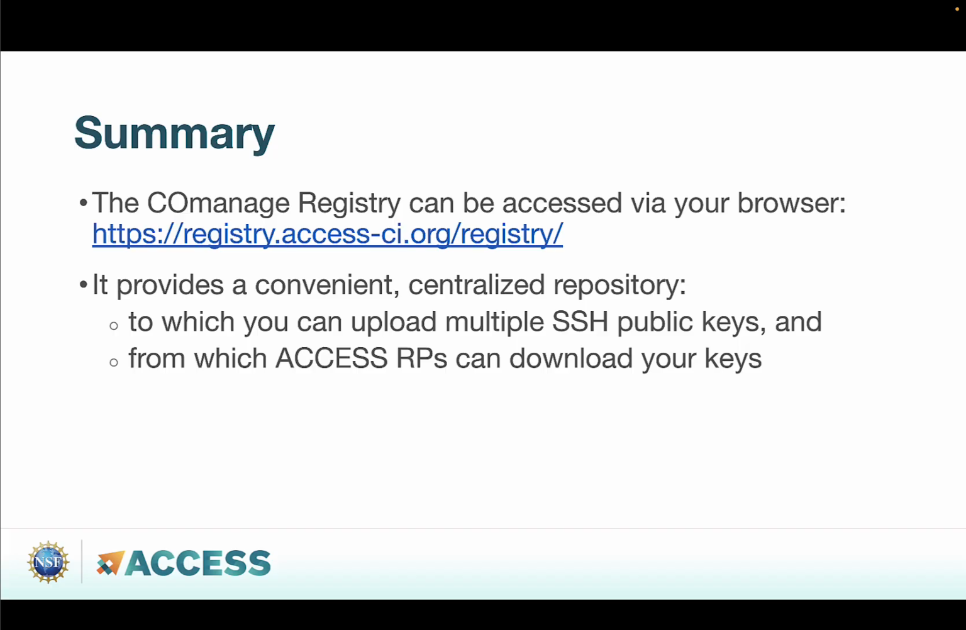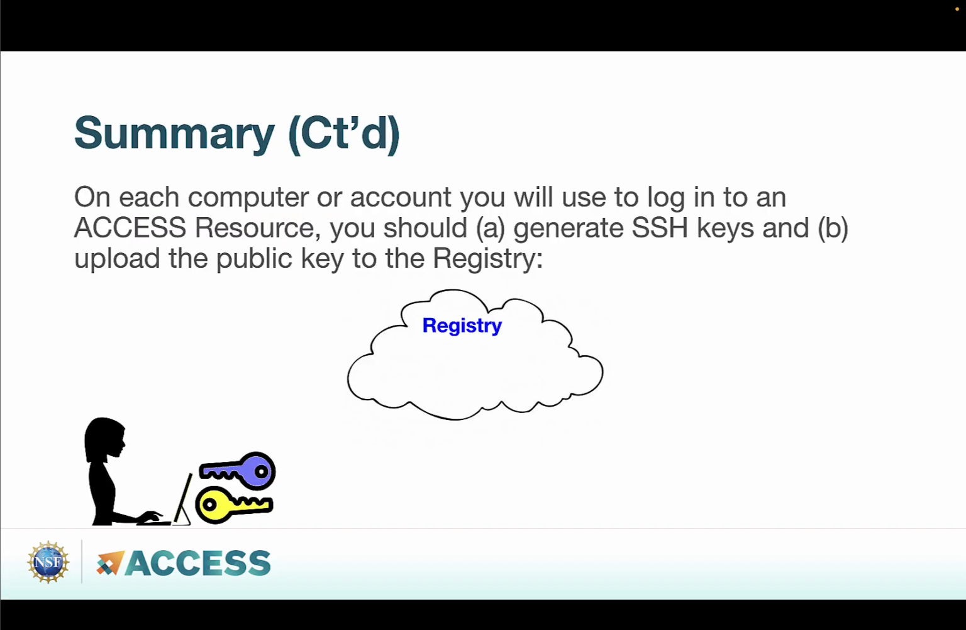To review what we've done today, you can access the COmanage Registry at this URL, https://registry.access-ci.org. It provides a convenient central location to which you can upload your public keys and from which any ACCESS RP can, in theory, download those keys. I say keys because if you intend to connect to an ACCESS resource from different computer accounts, for example from your home computer and your work computer, then you will need to generate SSH keys in each account and then upload your public key from your account to the registry.